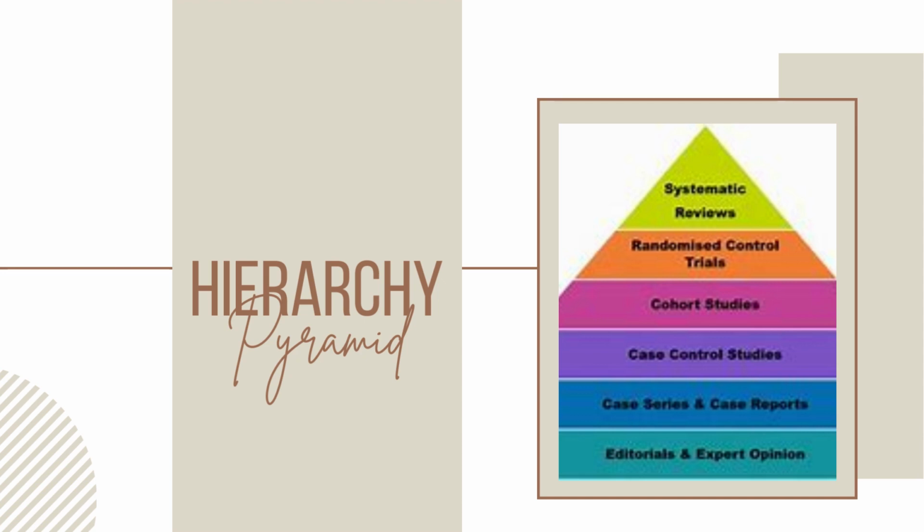All right, one more time. Systematic reviews, randomized control trials, cohort studies, case control studies, case series and case reports, and editorials and expert opinions. Now, I want you to draw a triangle. Make it large enough where you can have the 6 sections, and then write all 6 of those in order, starting from the top being strongest to weakest, and do that 3 times.